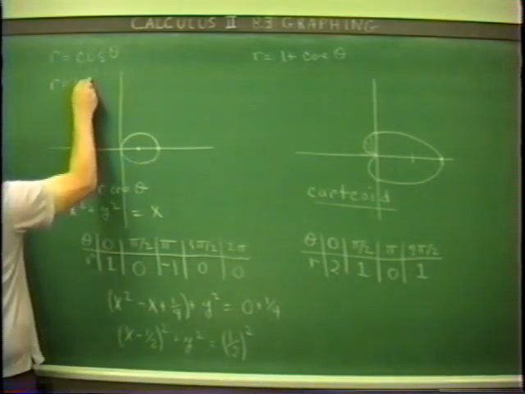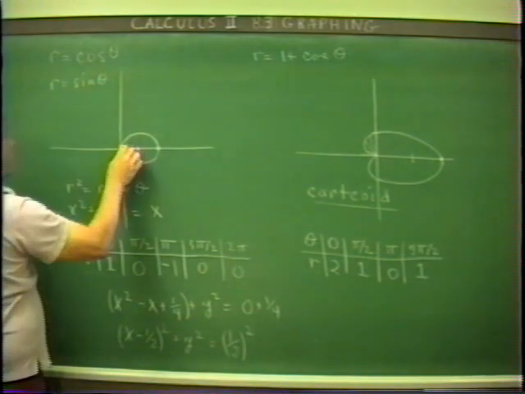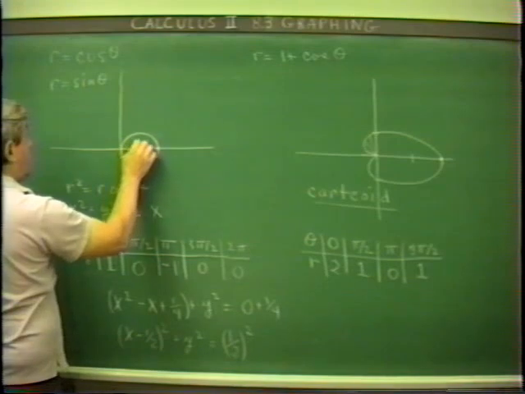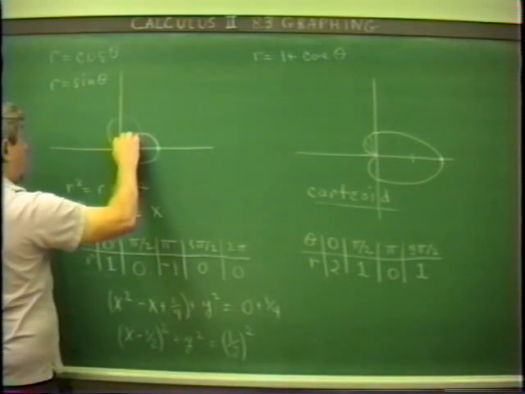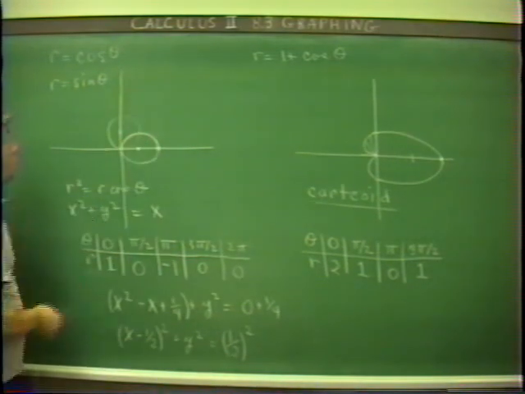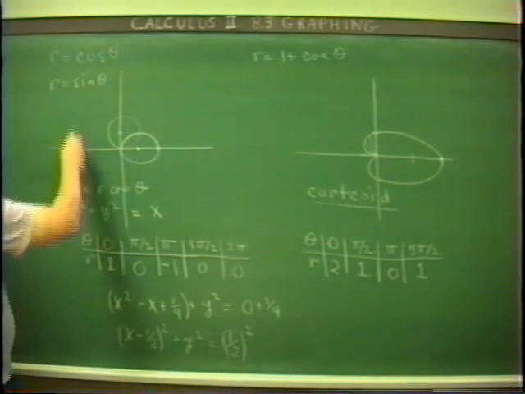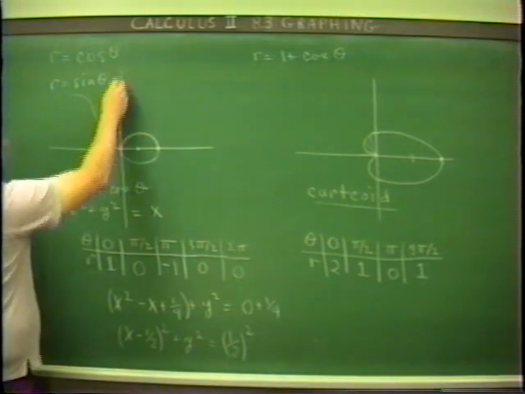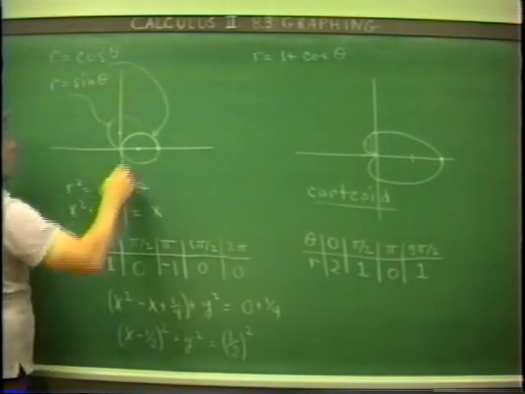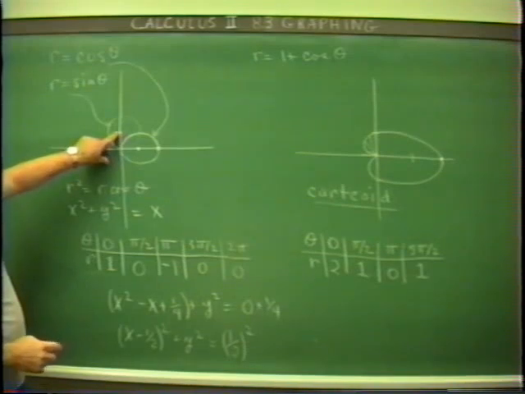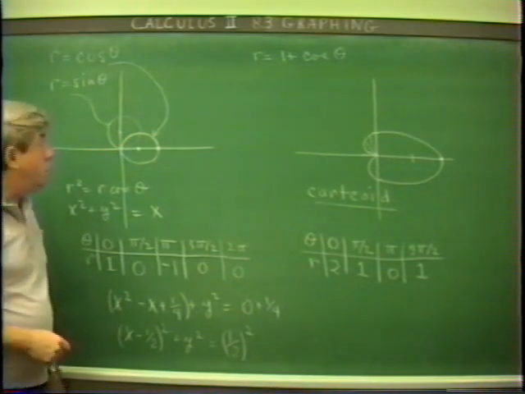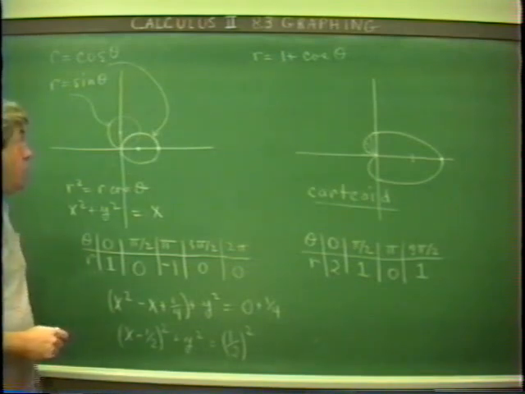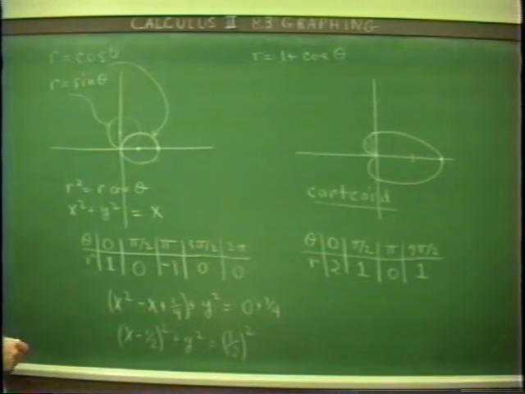The graph of r equals sine theta is also a circle, like so. It's a circle of radius a half, centered at the point 0, a half. So here are then two more graphs of functions in polar coordinates.